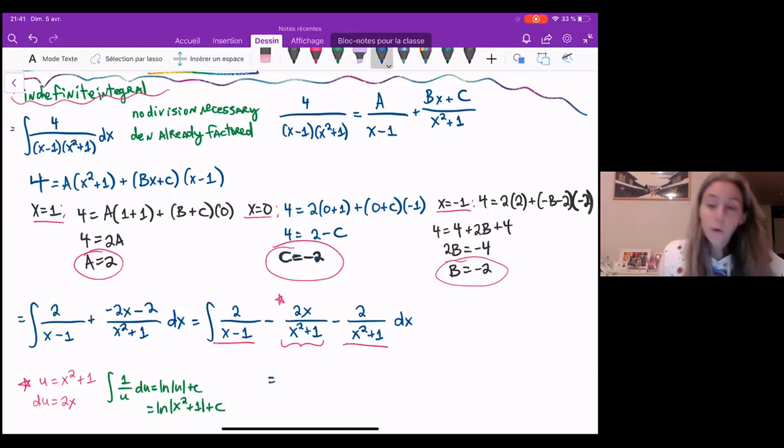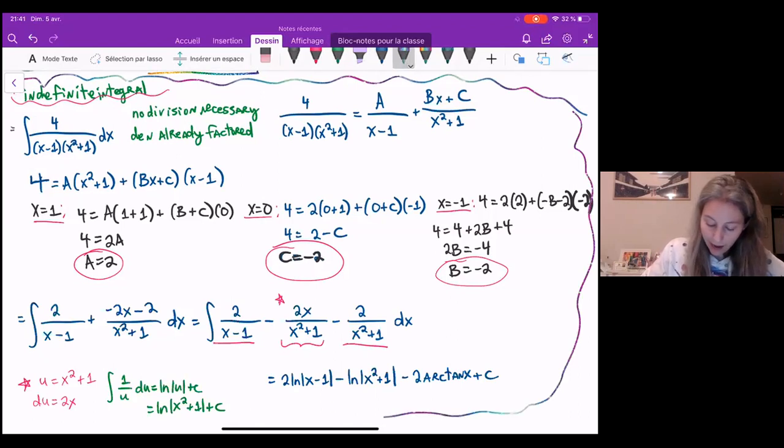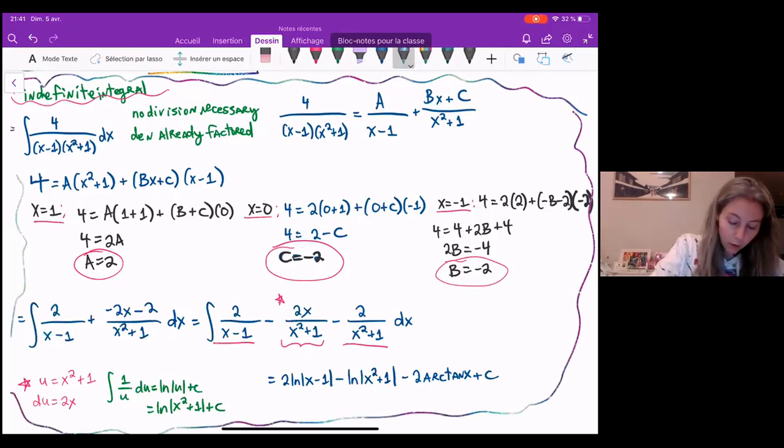Perfect. So now we're just going to apply our known forms plus that middle integral that we just evaluated with substitution. 2 ln of x minus 1 minus ln of x squared plus 1 minus 2 arctan x plus c. All right. I have now evaluated the integral.